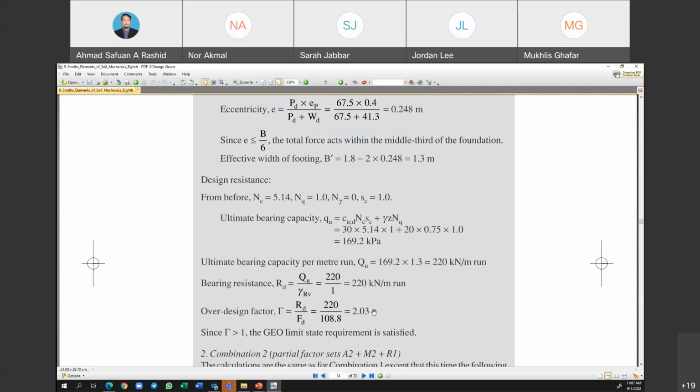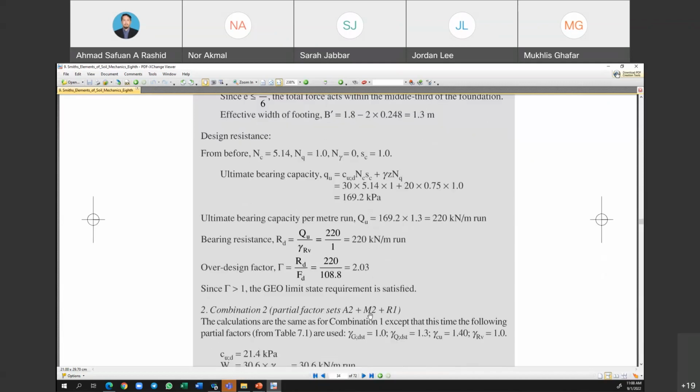So as I told you previously, the difference between the conventional approach, where we already provide the factor of safety, which is 3, but for this case, the factor we obtain after doing the overall calculation, as long as it's greater than 1, it's satisfied.